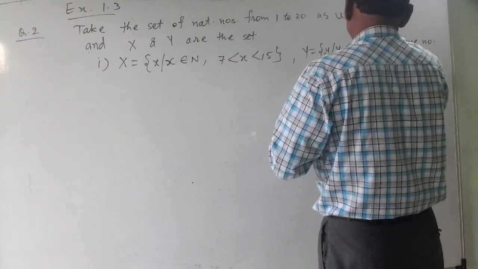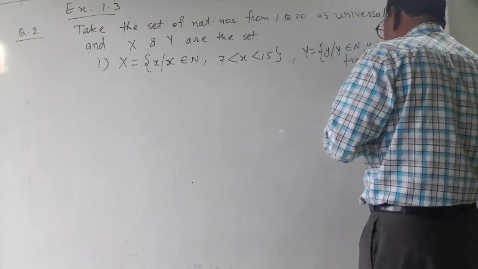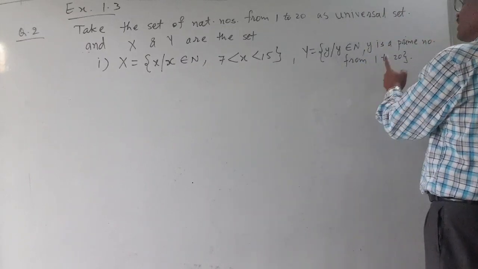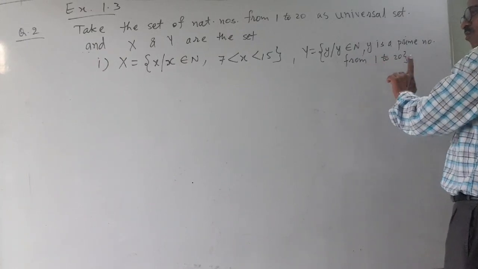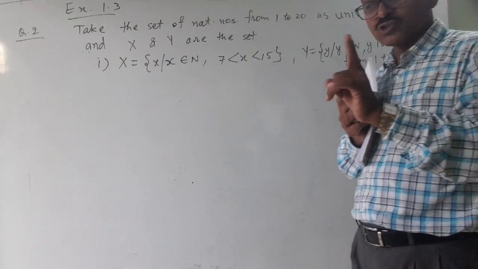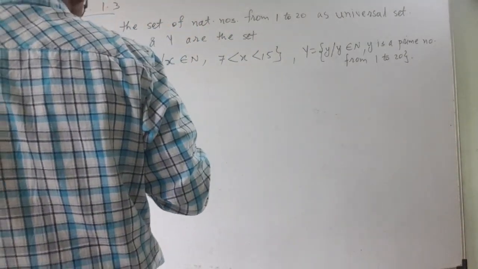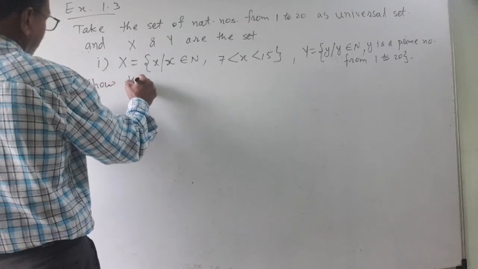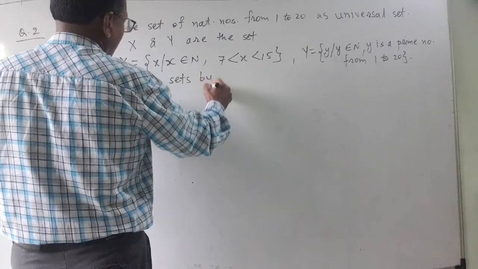From 1 to 20. This is also from, but we cannot take 1, we cannot take 20 in this case because these are not prime numbers. 1 is neither a prime nor a composite. Just remember, this is an odd number, that is true, but it is not a prime number. Show these sets by Venn diagram.